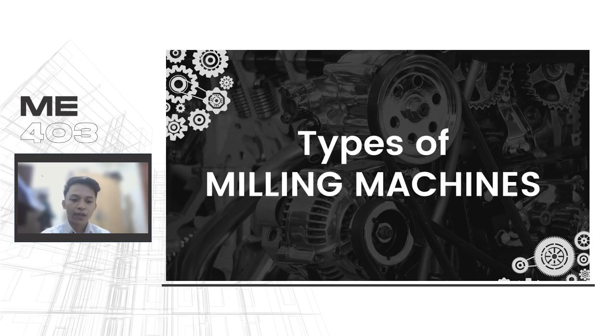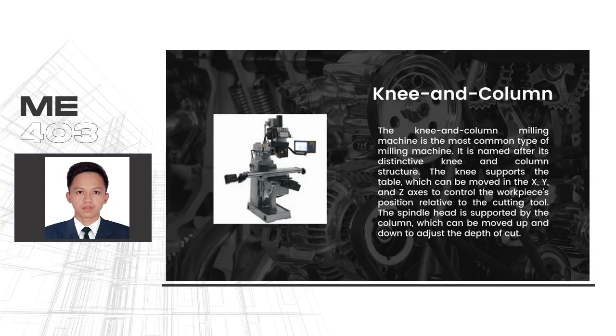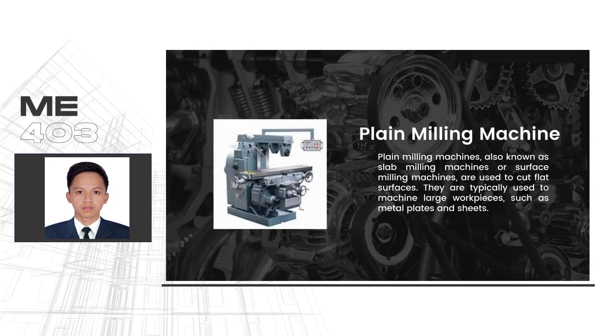With a lot of functions and workpieces to work on, we should also take note of the various types of milling machine. These machines include the knee and column, plain milling machine, universal milling machine, and vertical milling machine. The knee and column milling machine is the most common type of milling machine, named from the knee and the column structure. A plain milling machine, meanwhile, or a slab milling machine, or a surface milling machine, is utilized on flat surfaces and large workpieces.